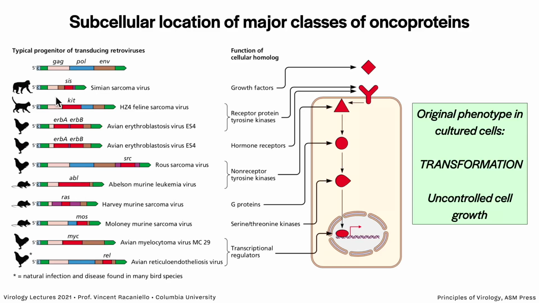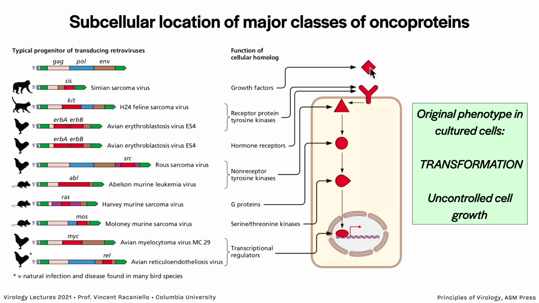Again, here are some of the different oncogenes that were discovered in different host animals: non-human primates, cats, chickens, rodents. On the right is where the oncogene is located in the cell and what it does. For example, there is a sis oncogene identified in simian sarcoma virus, which is actually a growth factor.